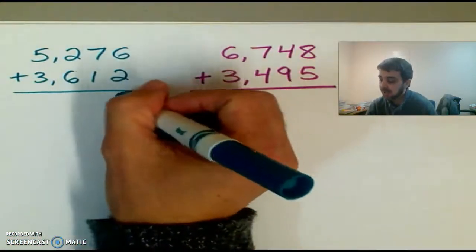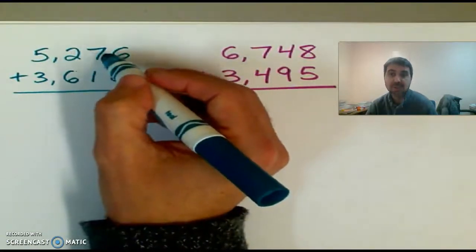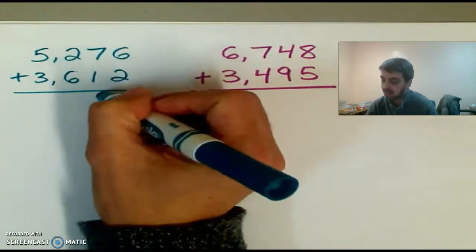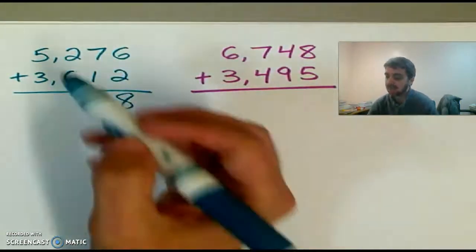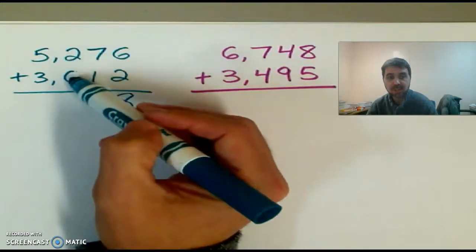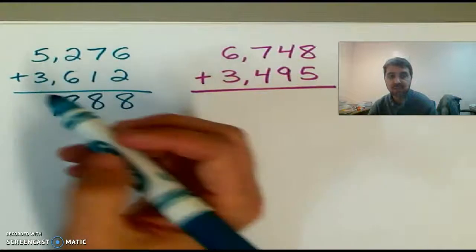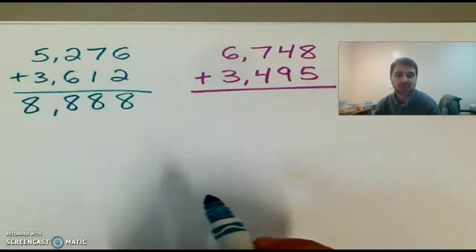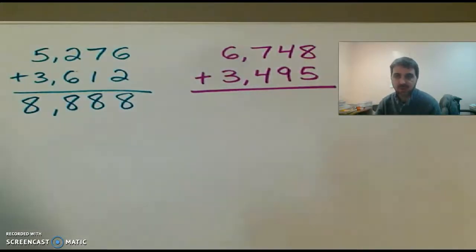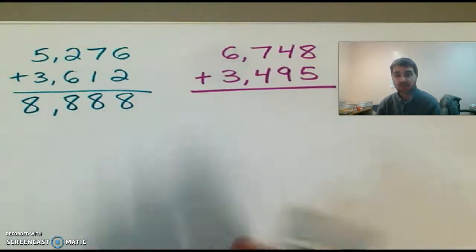So 6 plus 2 is 8. 7 plus 1 is 8. Really, we're doing 7 tens plus 1 ten, or 7 tens plus 1 ten gives me 8 tens. 2 hundreds plus 6 hundreds gives me 8 hundreds. And 5 thousands plus 3 thousands gives me 8. Oh my goodness, that's so funny. I didn't even realize it was going to end up like that until I was doing it in my head. So 8,888. So I was right, okay?